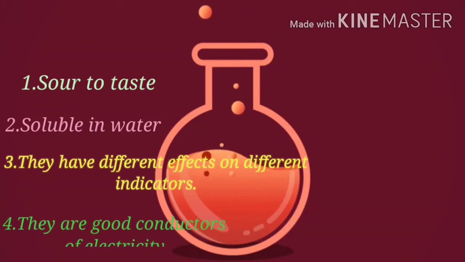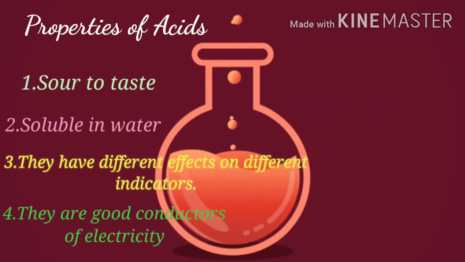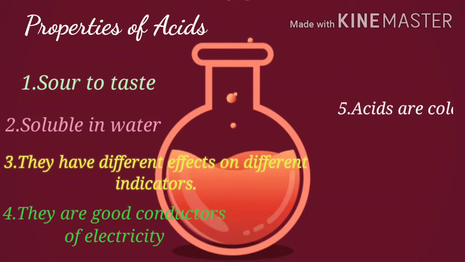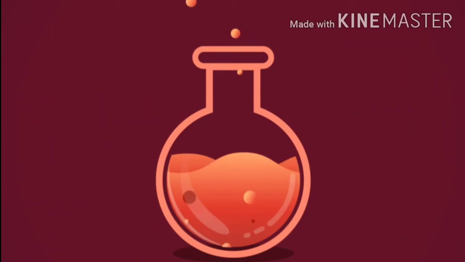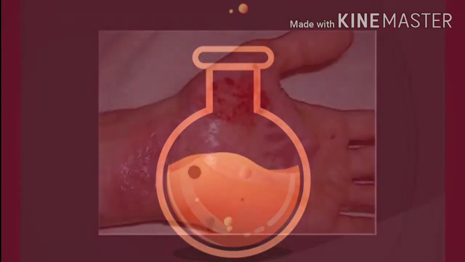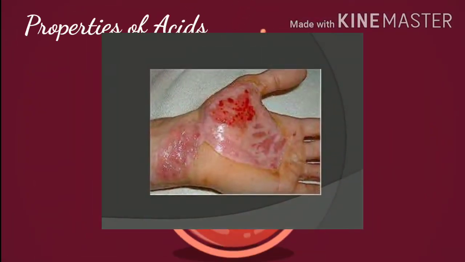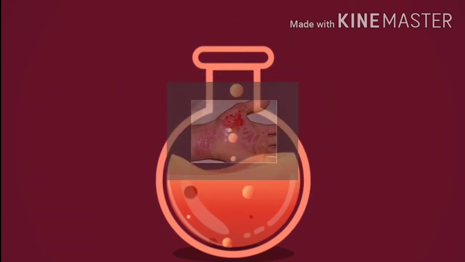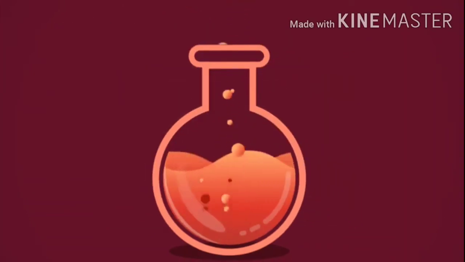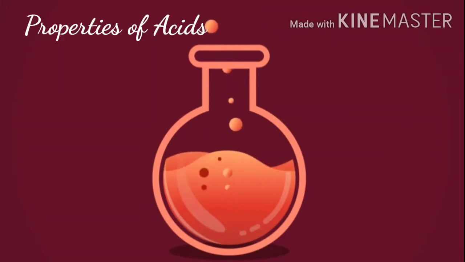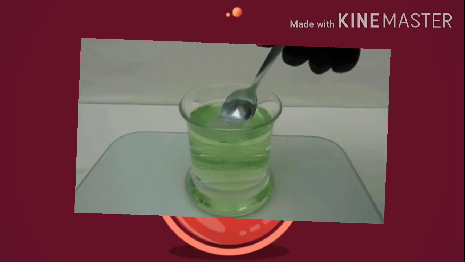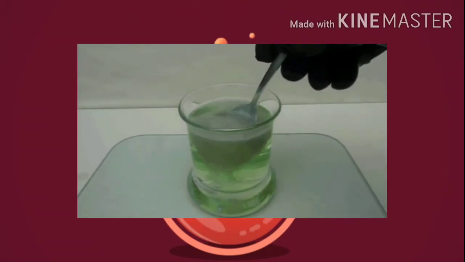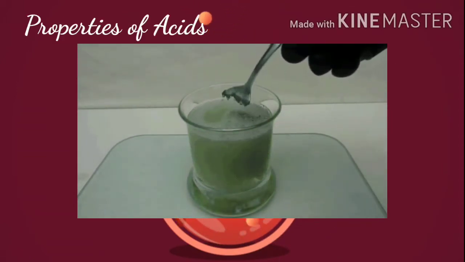Next property, they are good conductors of electricity. And fifth point, acids are colorless. Acids can cause blisters on the skin. This I have told you before also. So strong acids are very corrosive. They can destroy materials like wood, paper, cloth, iron, etc. So they should be handled very carefully.